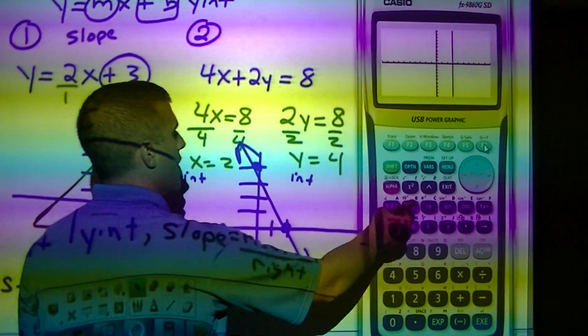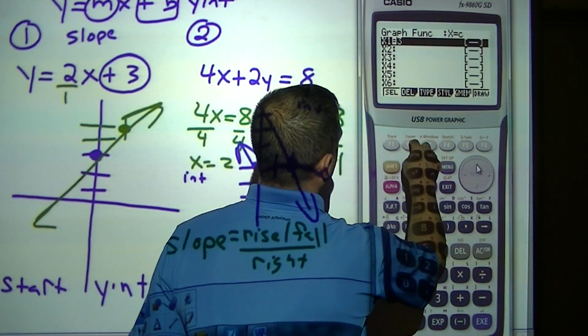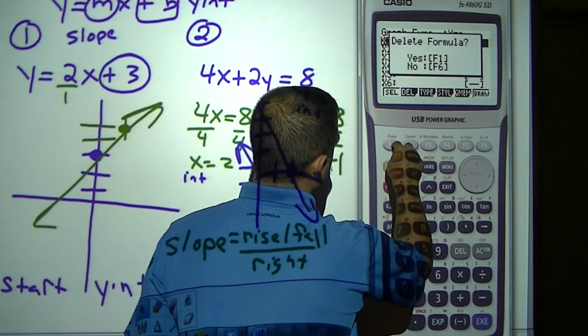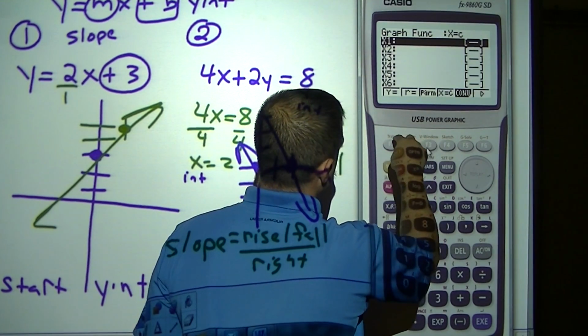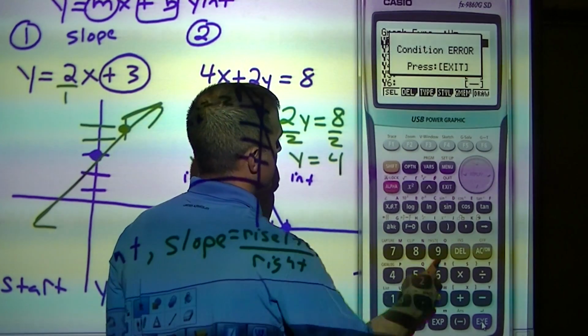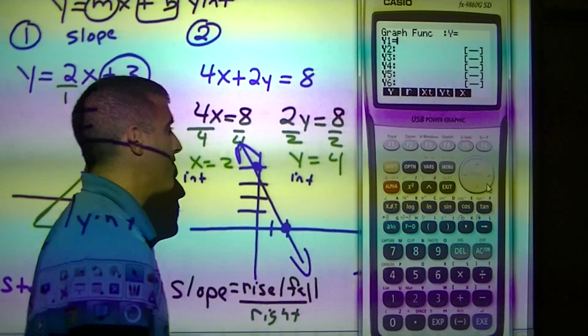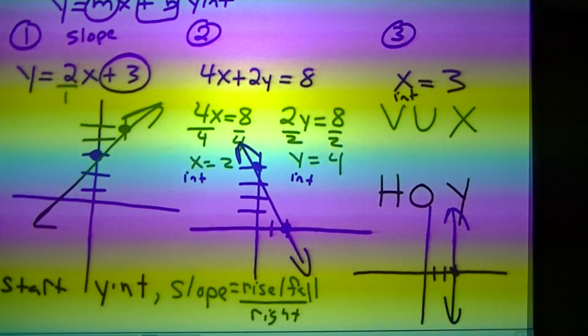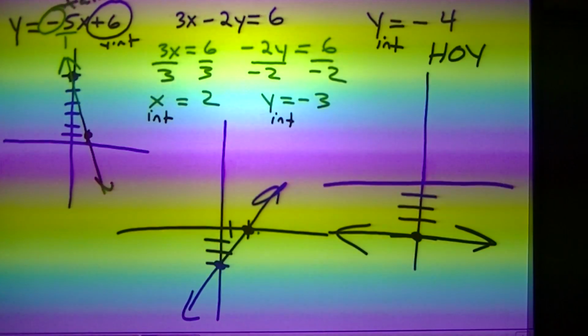Now, the key thing is, when I do that, I have to go back, delete F1. I have to select my type, y equals. Okay? All right? And now I can graph the y equals once again. So that's another example. All right? Let's do a couple more.